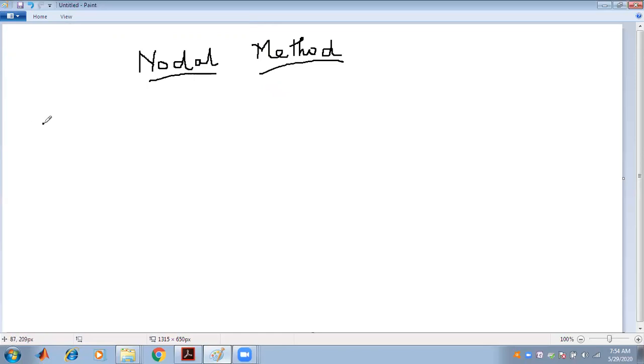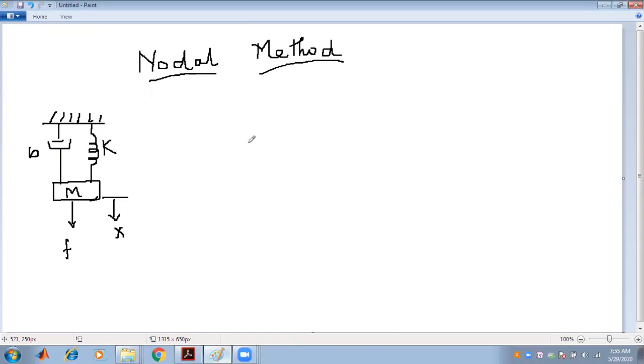So let's take a system like that. There's a mass, which is a rigid body, and a force F is applied to the system. The displacement of the mass is given in terms of x. There is a dashpot in the system, and there is a spring in the system called k. We have to go for the nodal analysis.